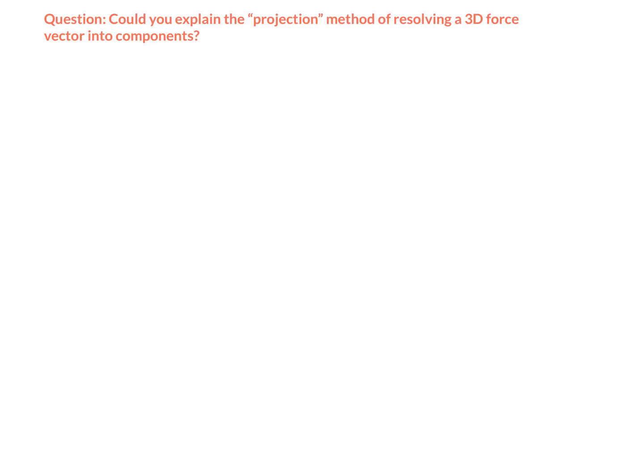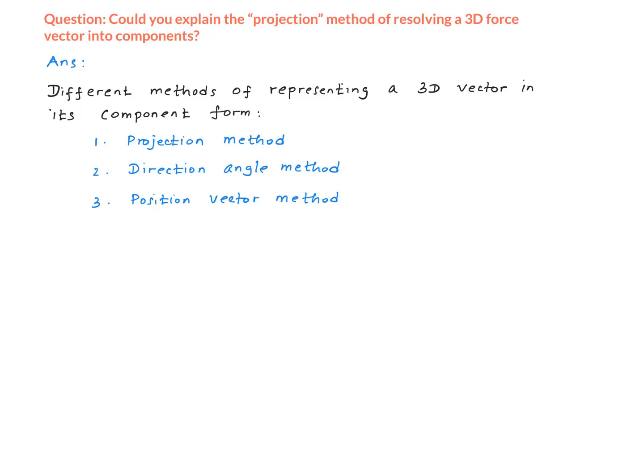The question I have is, could you explain the projection method of resolving a 3D force vector into components? When you go from 2D to 3D, finding the components of a vector becomes a little bit more involved. There are at least three different methods of doing this: the projection method, the direction angle method, and the position vector method. In this video, we'll discuss the first method, the projection method.